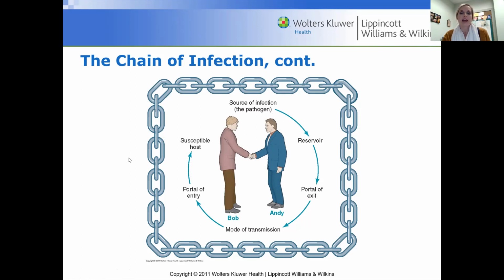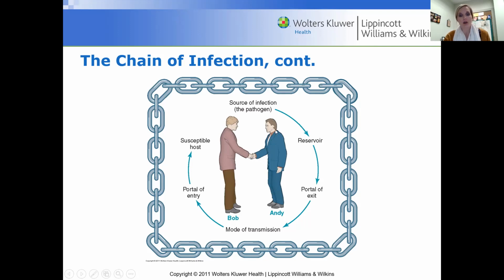But Andy has, let's say, the flu. So the influenza virus is the pathogen here. The reservoir in this case is going to be Andy. Andy is a human carrier, so he is going to carry this pathogen. The portal of exit depends on what happened before he shook Bob's hand. Did he cough on his hand?